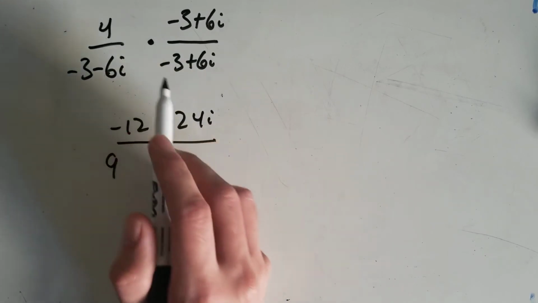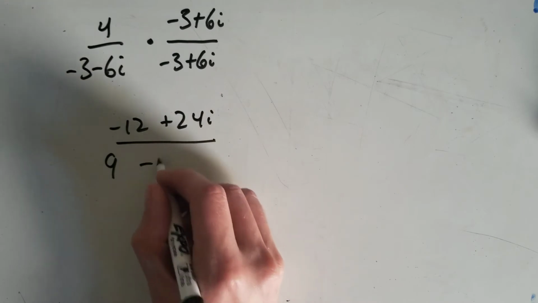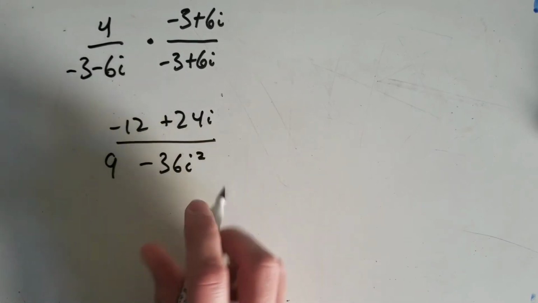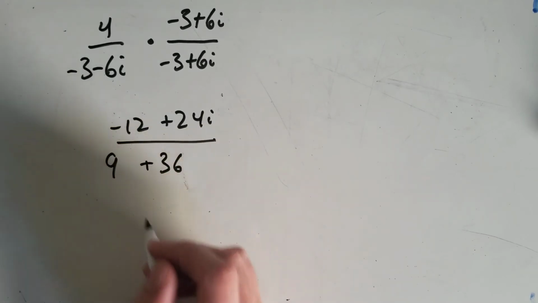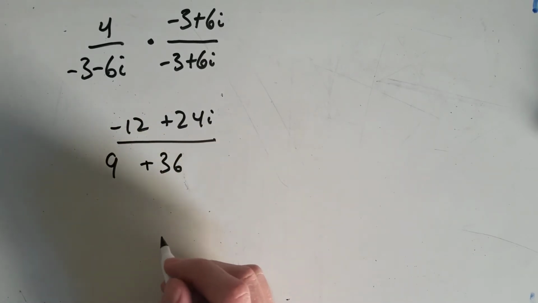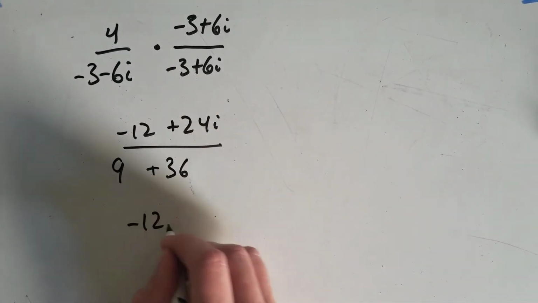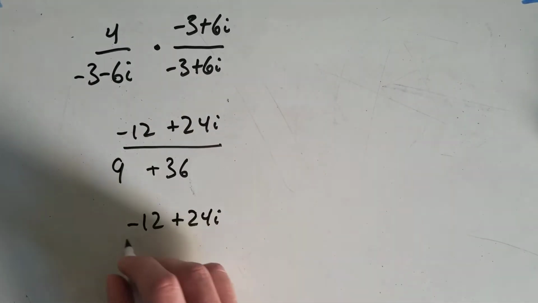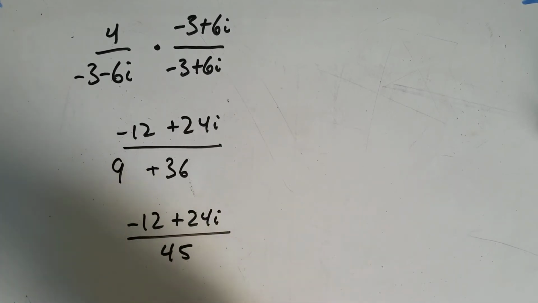You're going to multiply those two together, and you'll end up with -36. The i squared again is -1, so you'll end up with a plus 36. And then all we have to do is simplify a little bit. 9 plus 36 is 45. This is the right value, but we can simplify.